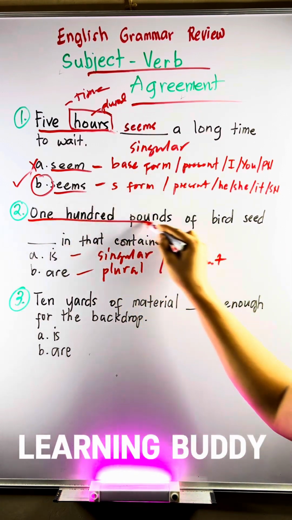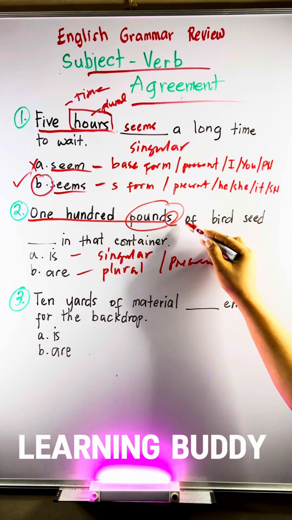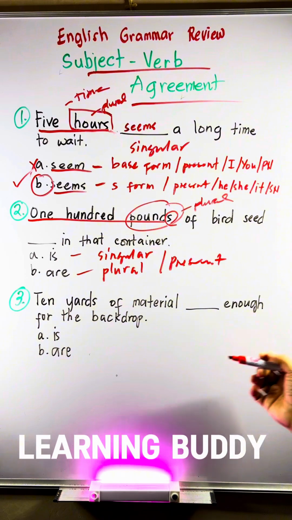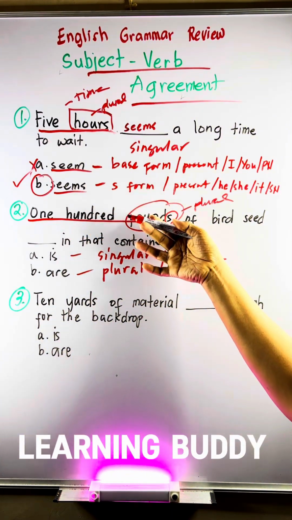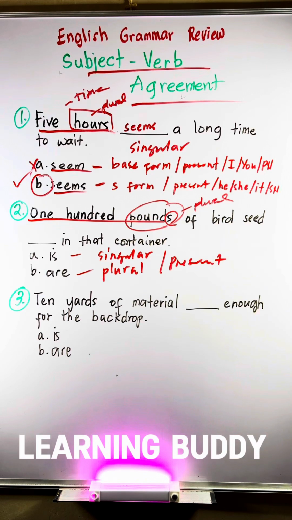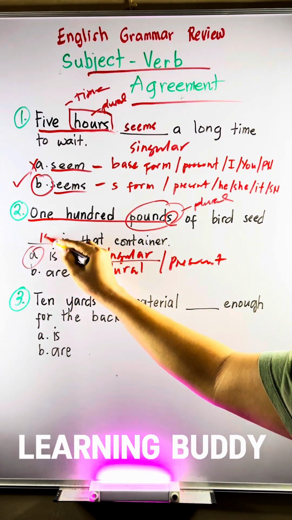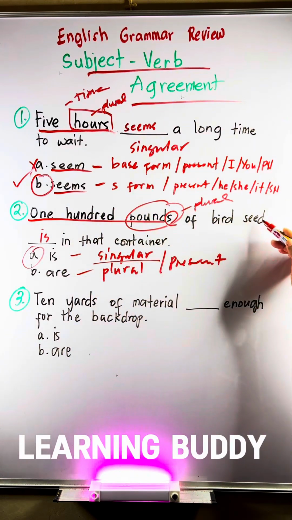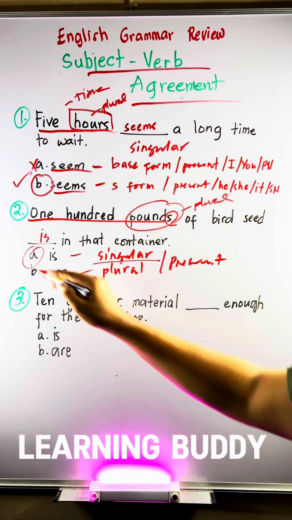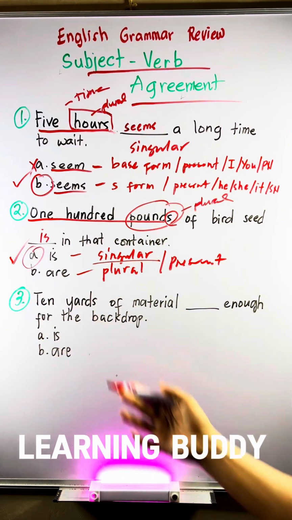We all know that 100 pounds, specifically the word pounds with s, is plural in form. And again, our topic for today is about words that refer to amounts are always treated as singular. Alright, so the answer is A. That is a singular verb. 100 pounds of birdseed is in that container. You can't say 100 pounds of birdseed are in that container. Let's stick to the rule.